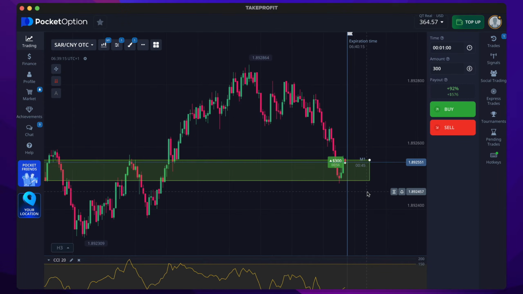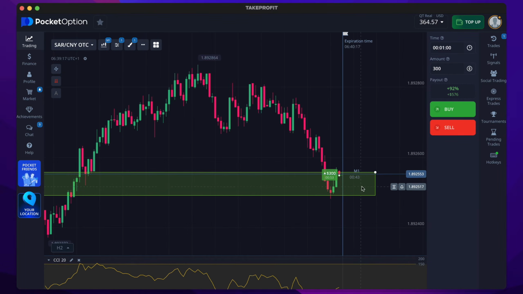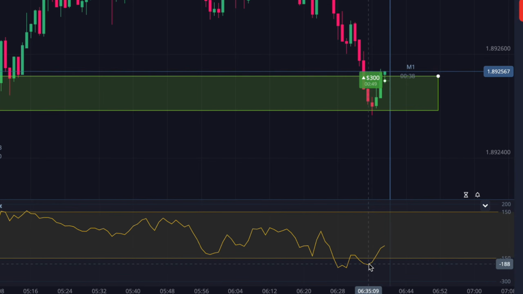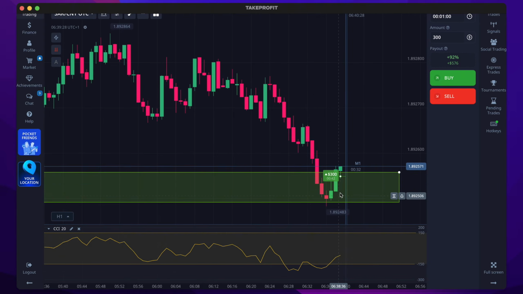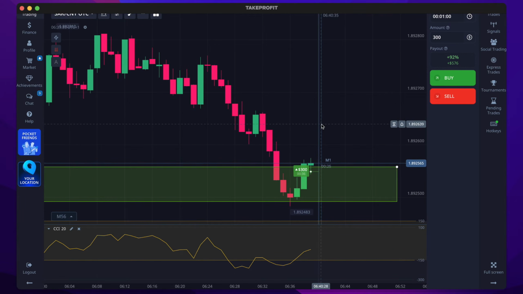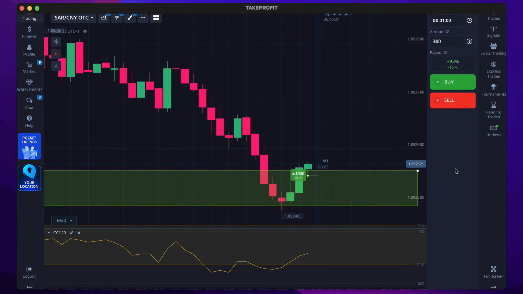Here, the first trade was made based on a very simple principle. We had a support zone, and in addition, the CCI indicator was in the oversold zone at minus 191. This opened up a good opportunity for me to open a trade to the upside, and I made a profit on it. Let's see how the second trade turns out.